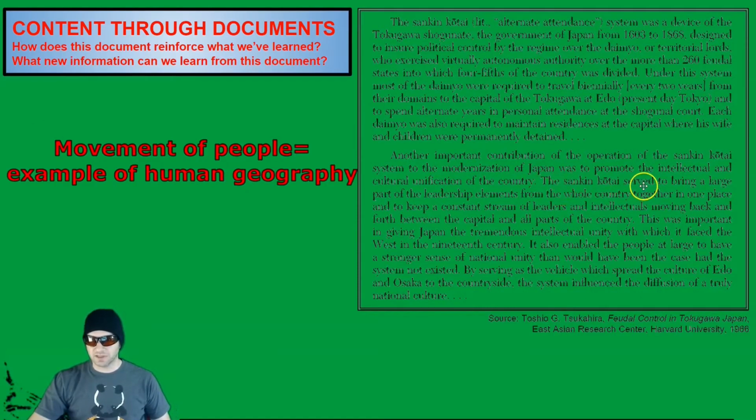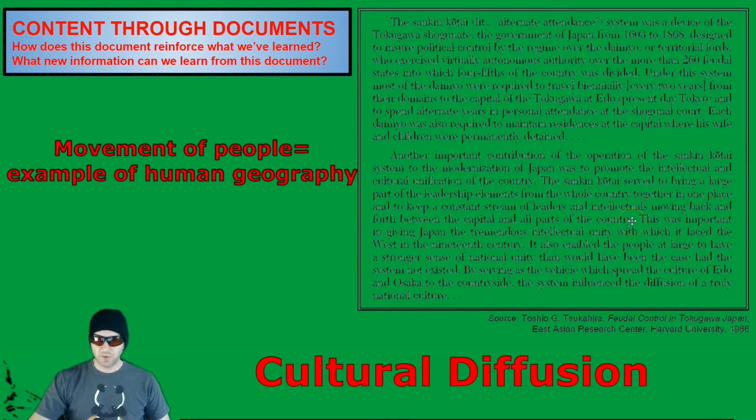The attendance system served to bring a large part of the leadership elements from the whole country together in one place, and to keep a constant stream of leaders and intellectuals moving back and forth between the capital and all parts of the country. Yes, remember, it's not just the daimyo, the lord, that goes back and forth. The lord brings his samurai, who are highly educated, and brings servants. So you have an intense amount of people moving from one state of the country to the capital every couple of years. We have a very big movement.